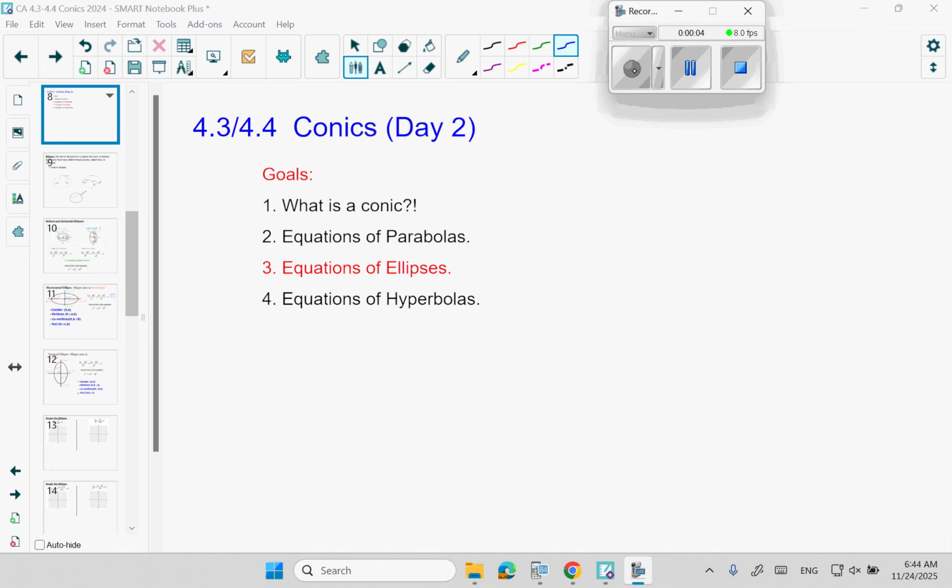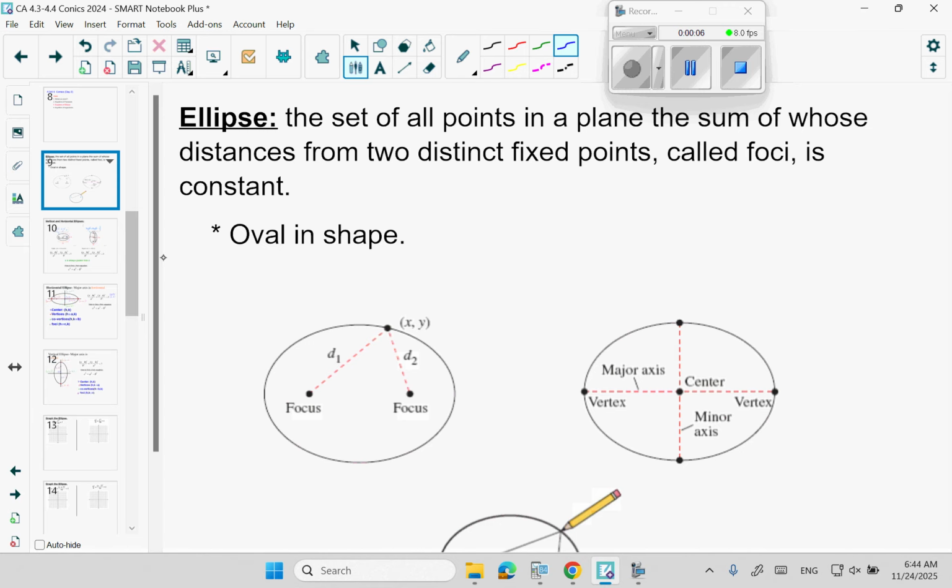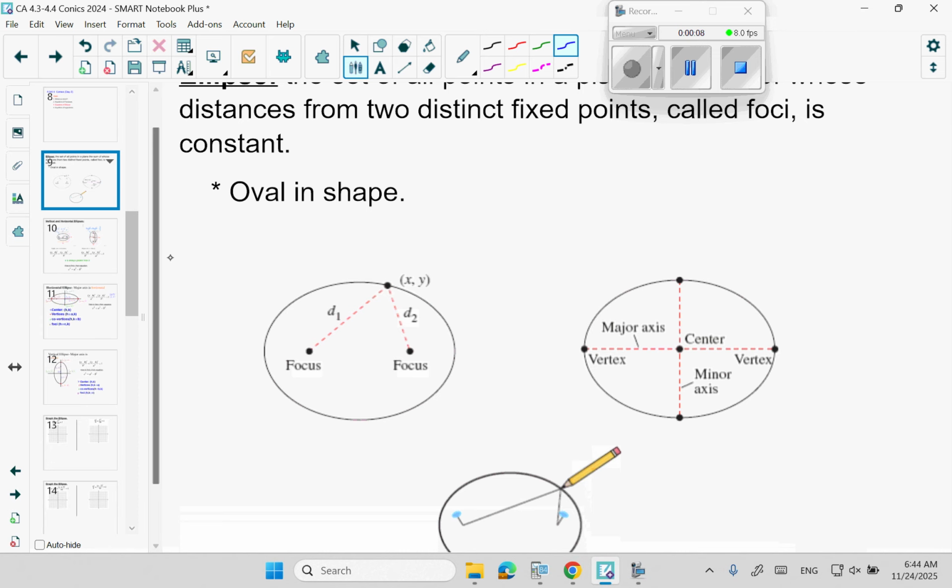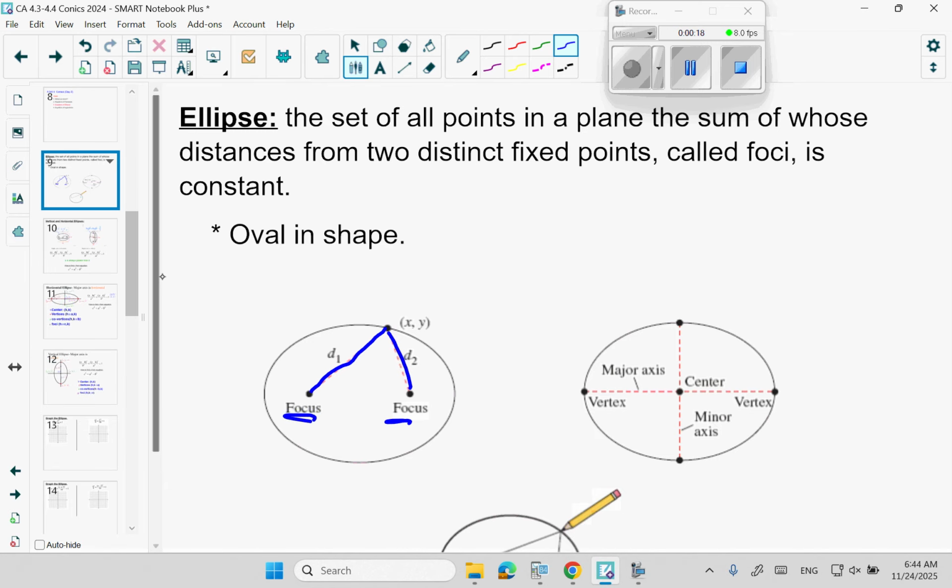Today we're going to talk about ellipses. So ellipses are oval in shape. They have two foci where the total distance is always the same. So D1 plus D2, no matter what, will still equal D3 plus D4 here. The total distance is always the same.